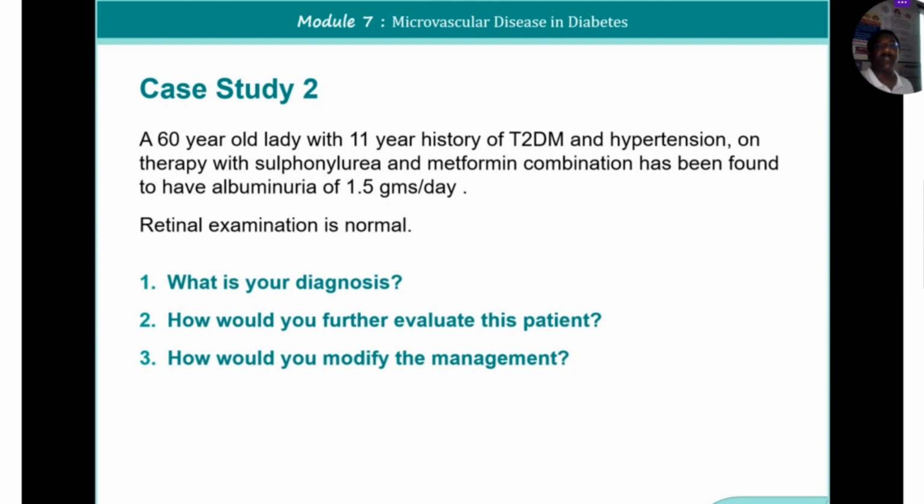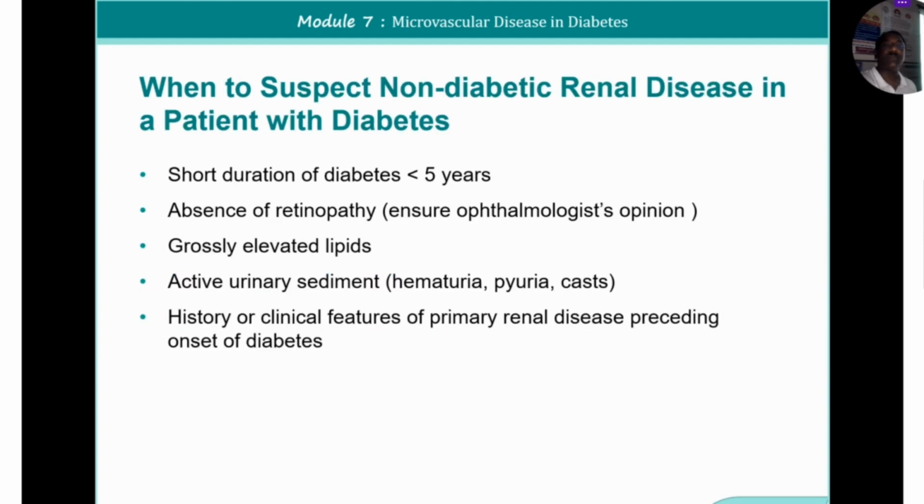So how would you further evaluate this patient? What are all the causes of non-diabetic kidney disease in diabetic individuals? How would you modify the management? So when to suspect a non-diabetic renal disease in a patient with diabetes? This is very, very important. Okay. A short duration of diabetes, less than 5 years.